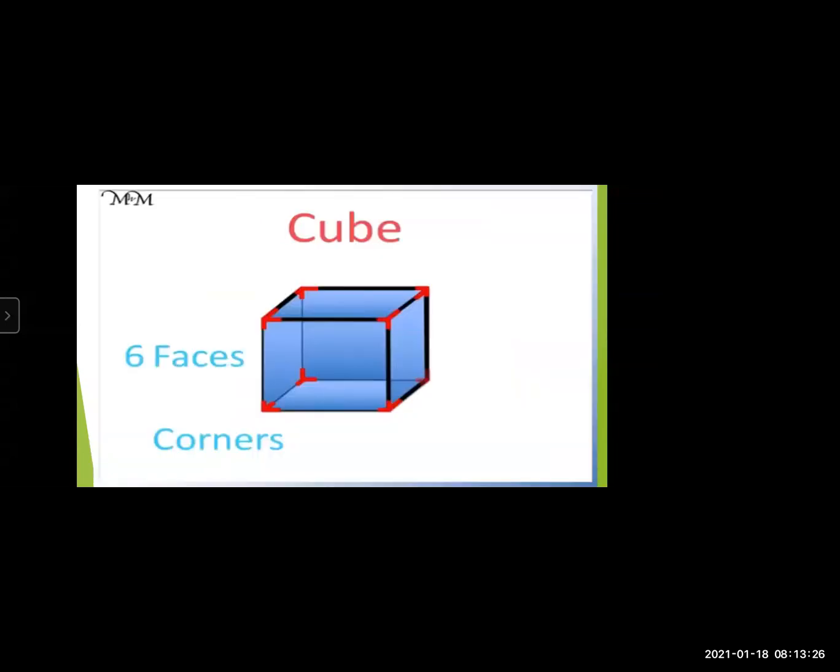Now let's see the cube. How many faces? 2, 3, 4, 5, 6. It has 6 faces. Corners, yeah, means vertices. How many vertices does it have? The red color resembles them. It has 8 vertices, 8 corners. Now the green color sides are edges. How many edges does it have? See, they've completed. It has 12 edges.